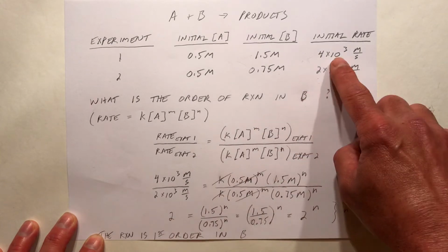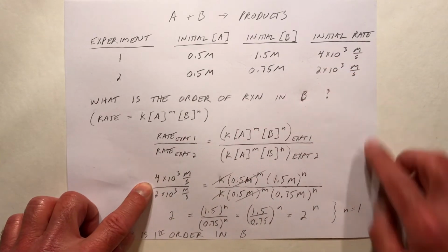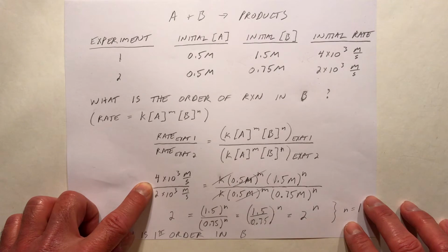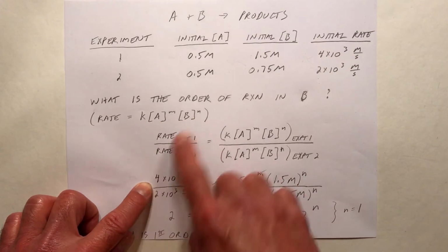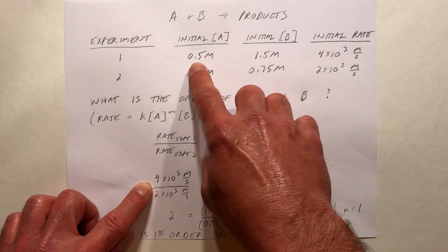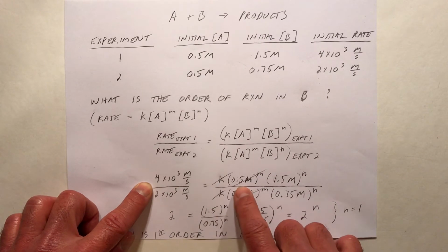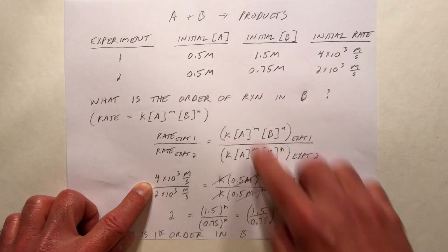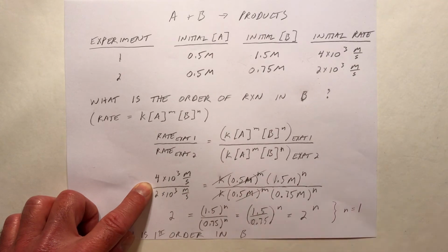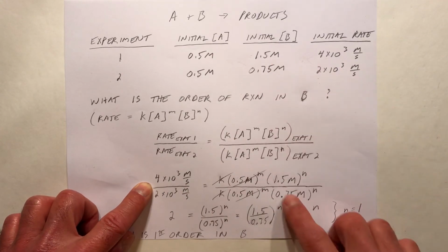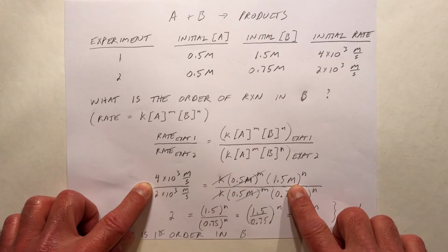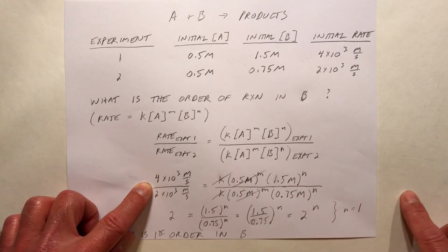The rate for experiment 1 is 4.3 times 10 to the third molarity per second. And then the right-hand side of the equation for experiment 1 is K, I guess we start with that, and then 0.5 molarity for the initial concentration of A raised to the m power, and then 1.5 molarity for the initial concentration of B raised to the n power.